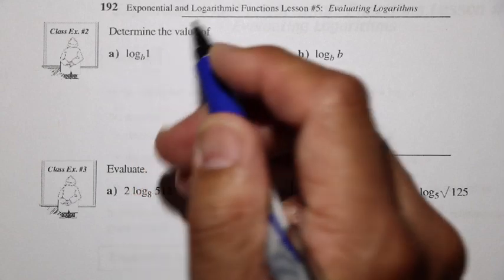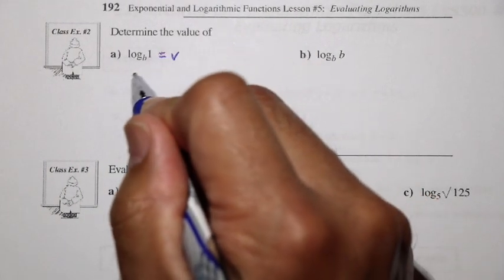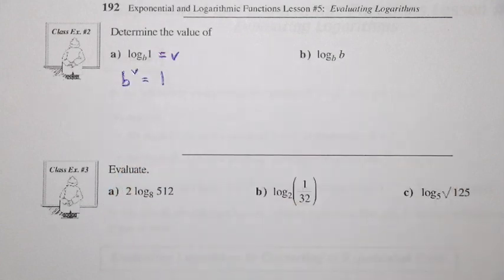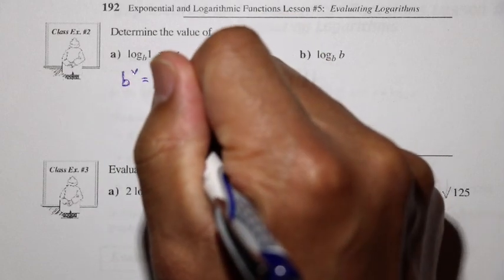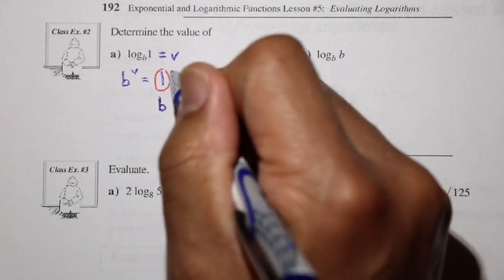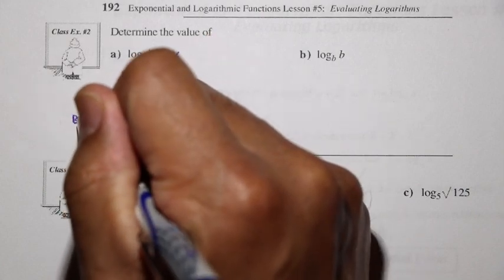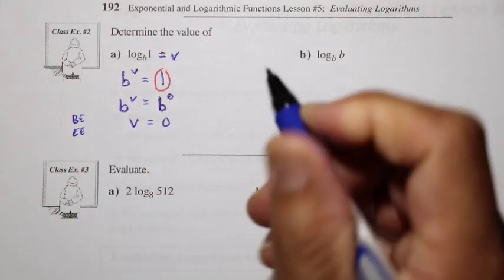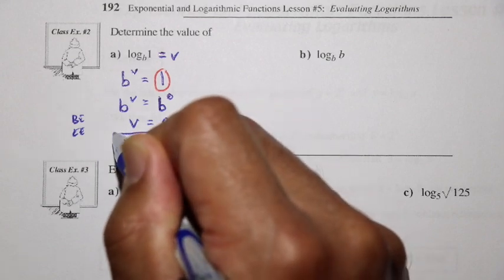We have log base b of the value 1. If we want to determine the value, we'll say that that is some unknown value v, and then we'll change to exponential form. So b to this v is equal to 1, and now we want to change this number 1 to a power that has the same base as that one. So we want to change this to b. Now b to what exponent is equal to 1? That's going to be 0. So we have b to the v is equal to b to the 0. Since the bases are equal, then the exponents will be equal, which means that v is equal to 0. And therefore we can conclude that log base b of 1 is equal to 0.